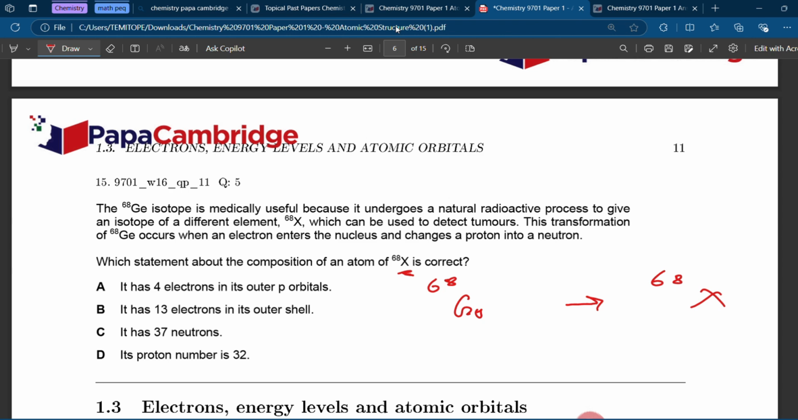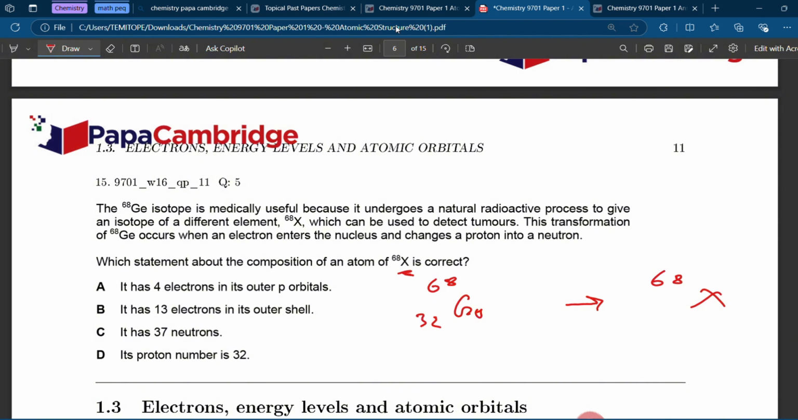Ge-68 isotope is useful because it undergoes a natural reductive process to give an isotope of a different element X, which can then be used to detect tumors. The transformation of Ge occurs when an electron enters the nucleus and changes a proton into a neutron. Which of these is correct about the composition of this element?